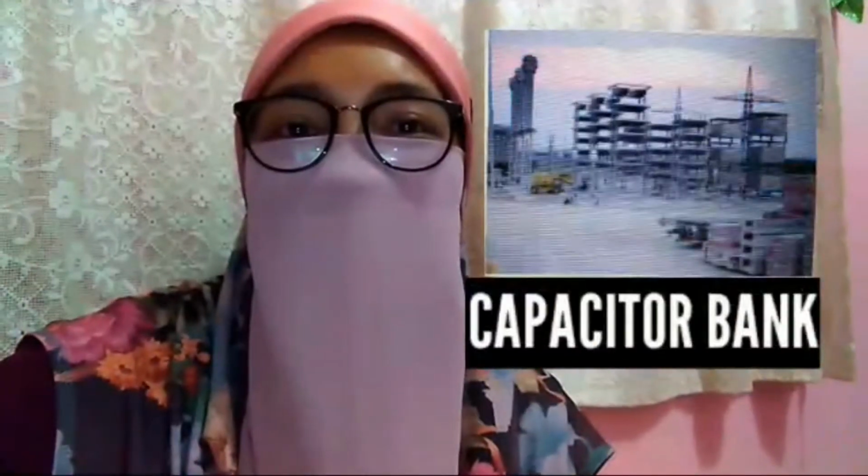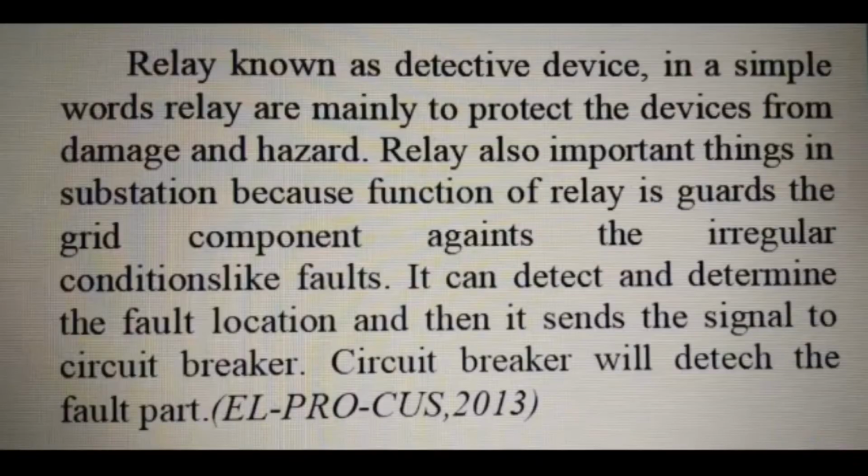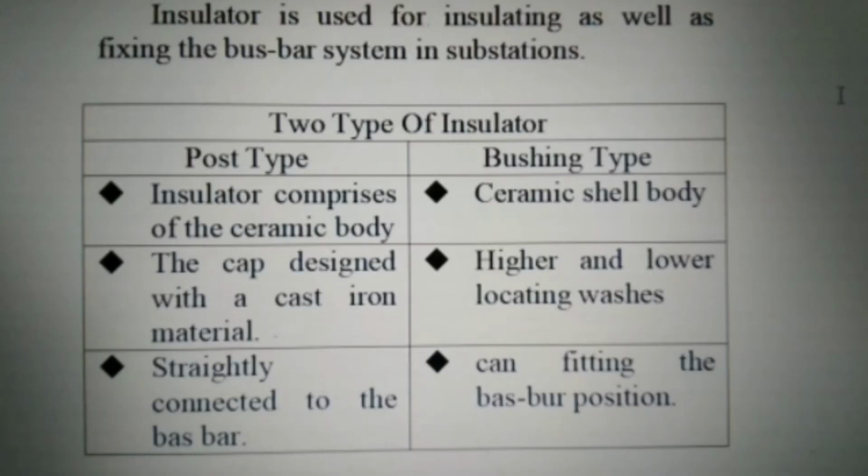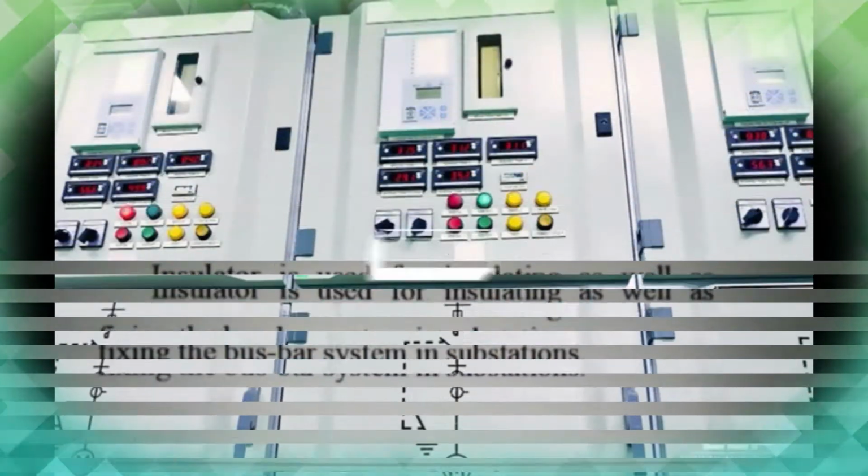Then we have the relay, capacitor bank and insulator. The relay protects the device from damage and hazard. The capacitor bank stores energy to give the system for running. The insulator insulates and fixes the bus bar in the substation system.